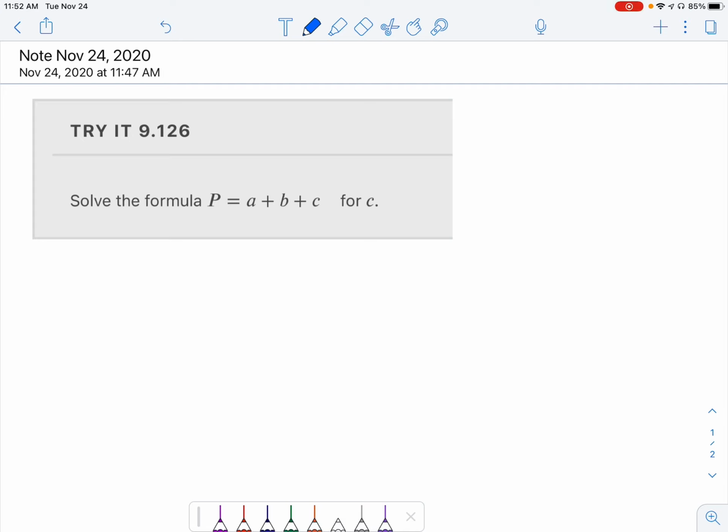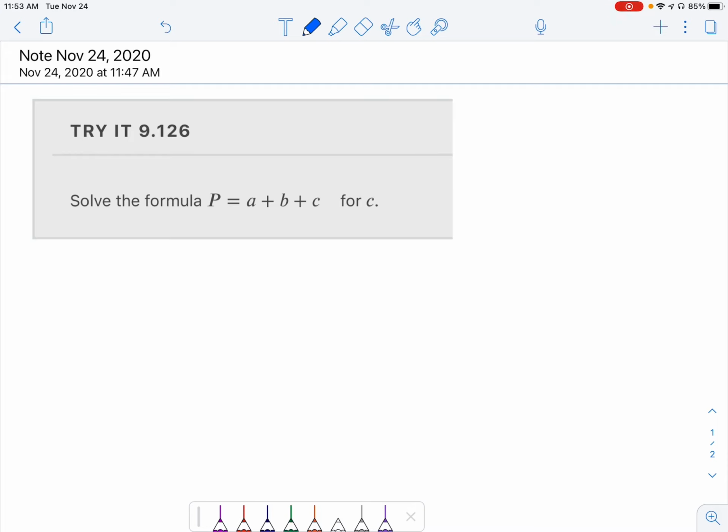This is something that pops up every once in a while on different tests, like the GED test and the placement test. And it's also just a useful skill to have, maybe not so much in math classes, but in other situations where you might be using things like spreadsheets or doing other kinds of real world work with formulas.